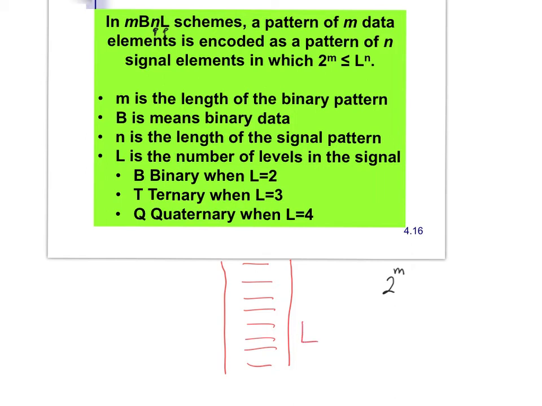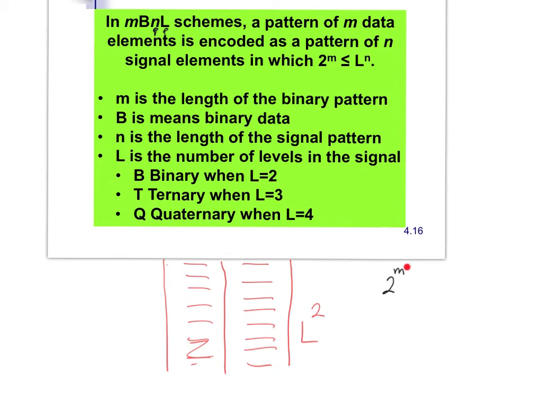If we have two signal elements, each of them has L levels, what is the number of combinations in terms of signal elements here? Remember L here is the number of levels in one signal element. How many combinations can you have if you have two signal elements, each of them has L? So it's actually L square.